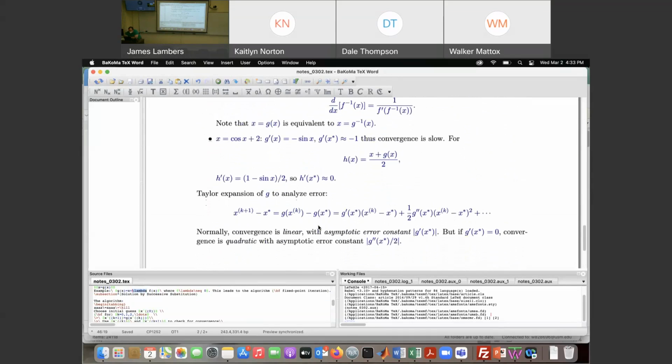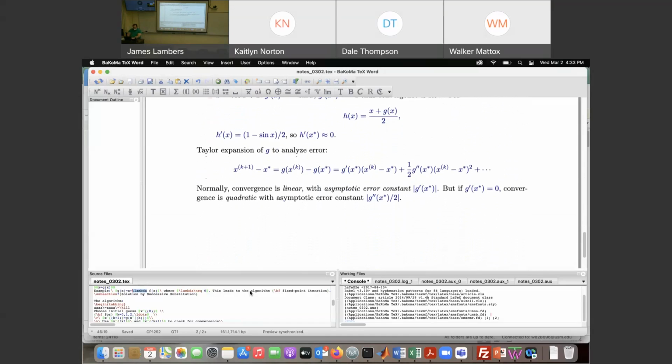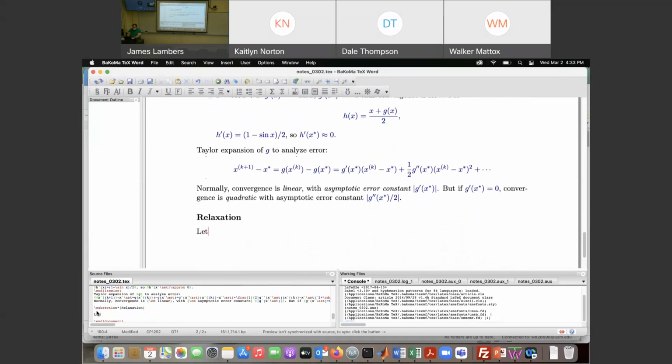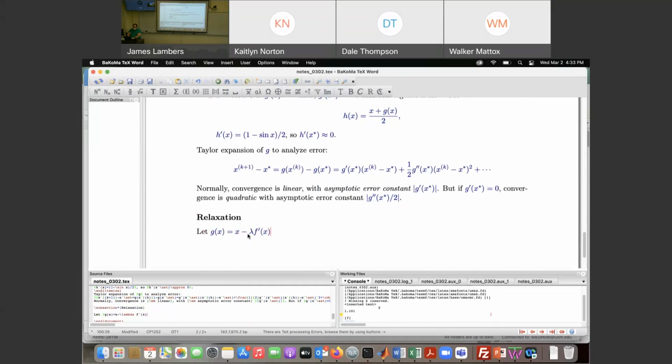Okay. I'll give you the gist of this. It's often convention to use a minus. I happened to use a plus earlier, but okay.